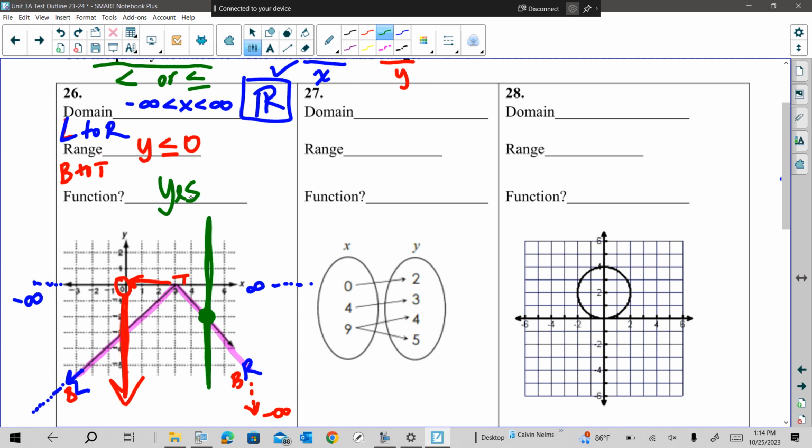Okay? So on 27, this is mapping notation. It's different from a graph. Your domain are your x values, so look at your x circle right here. Our domain would just be the numbers in that circle: 0, 4, 9. For our range, that's our y values. The y circle is 2, 3, 4, and 5.